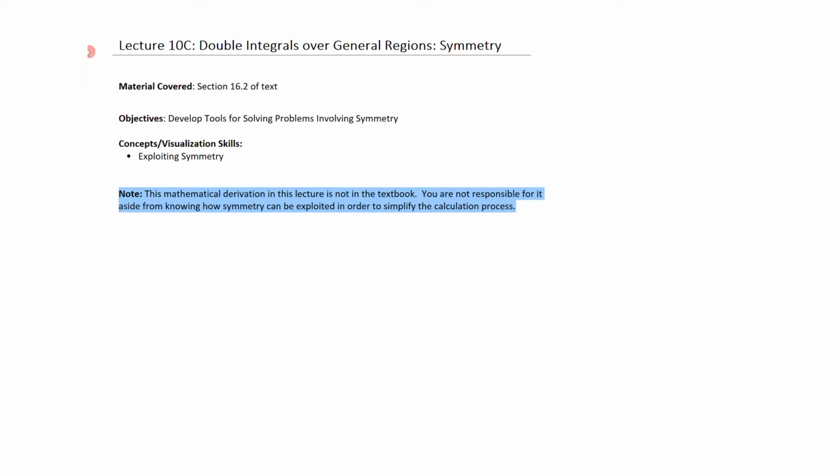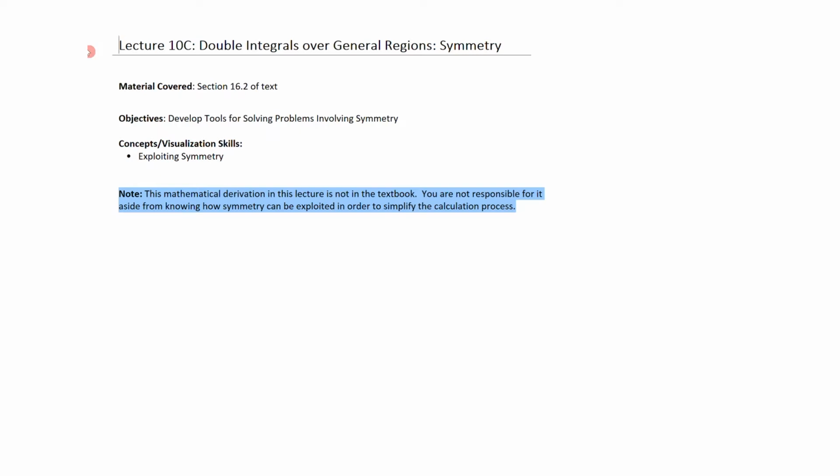All right, welcome to Lecture 10C entitled Double Integrals over General Regions. In this particular case, we're looking at how we can apply symmetry when computing a double integral. This material is from section 16.2 of the text. However, it's not dealt with in any specific detail.